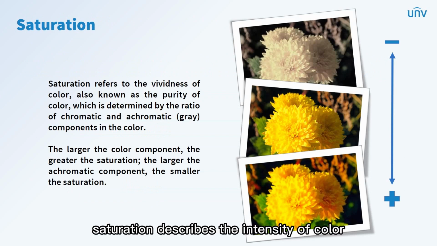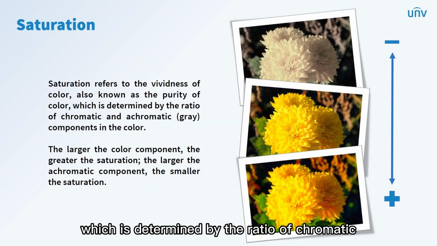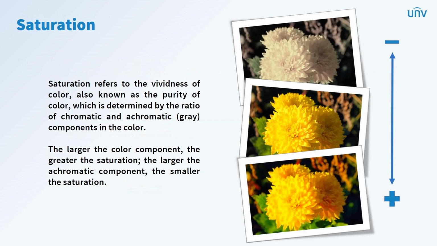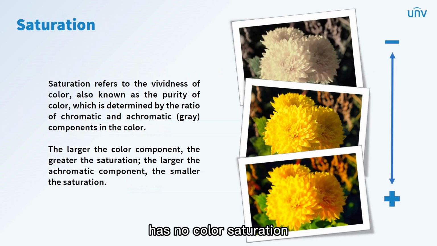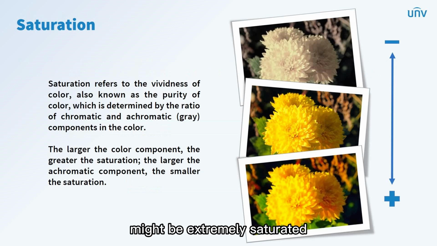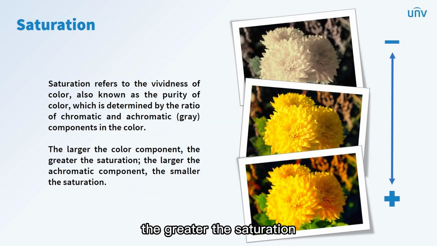Saturation describes the intensity of color, also known as the purity of color, which is determined by the ratio of chromatic and achromatic components in the color. A grayscale or black and white photo has no color saturation, while a full-color photo of a field of sunlit wildflowers might be extremely saturated. Which means, the larger the color component, the greater the saturation. The larger the achromatic component, the smaller the saturation.